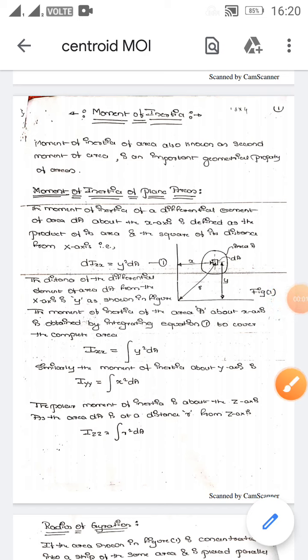Hello students, today we're going to cover the next part of module number 4, which is moment of inertia. Let us understand, before that, there are some things I need to take as a reference from the centroid, which is a part of the calculation of a moment of inertia.